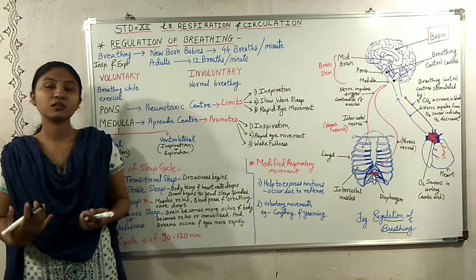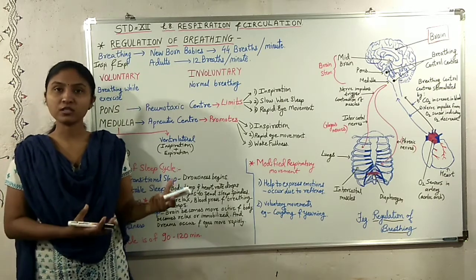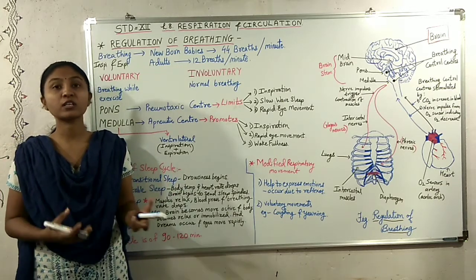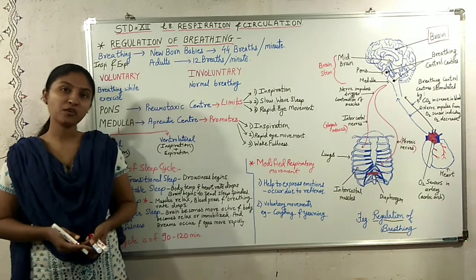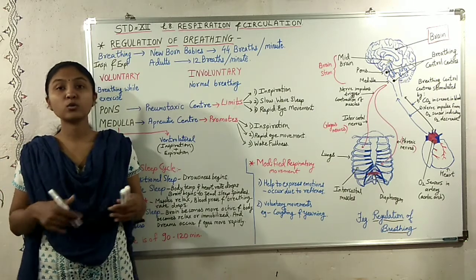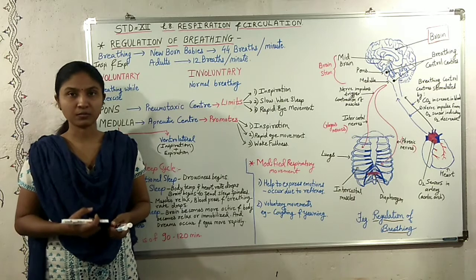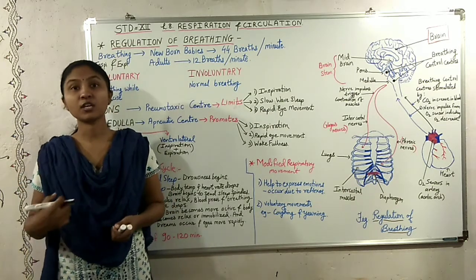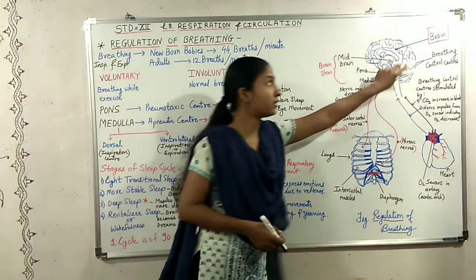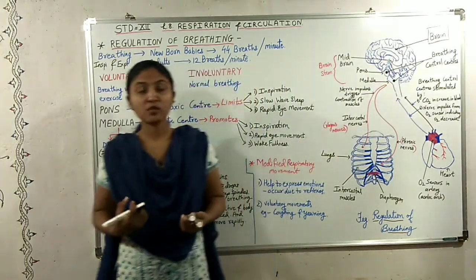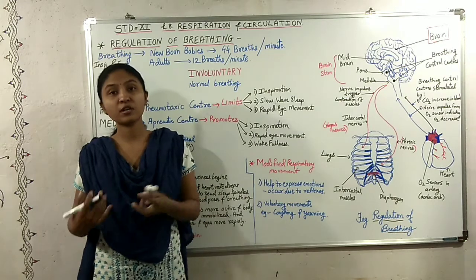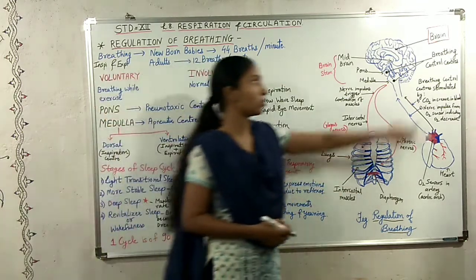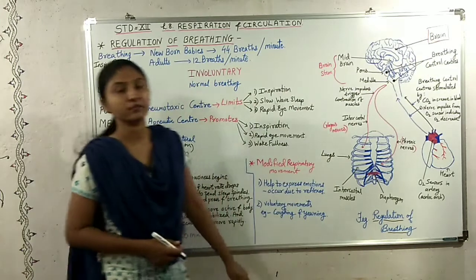Now we have understood which organs participate or help in the process of respiration, and all those organs are controlled by something, right? As we know, the organ systems in our body are controlled by the brain. So the organs involved in the process of respiration are also controlled by the brain.